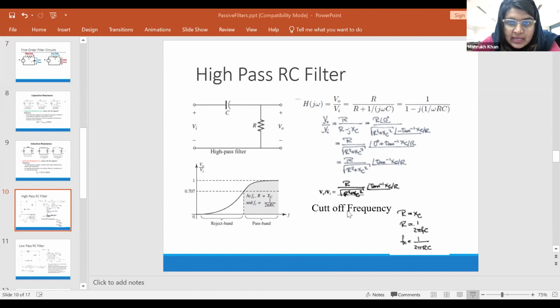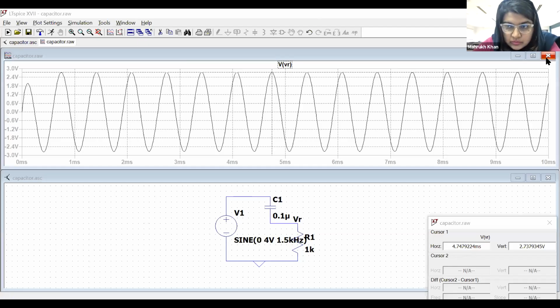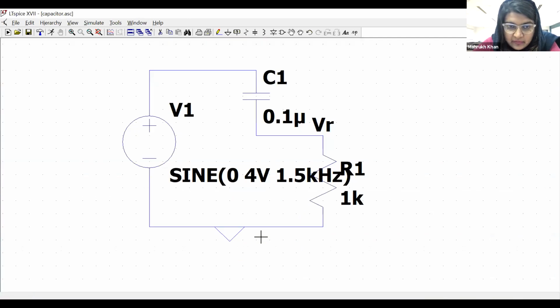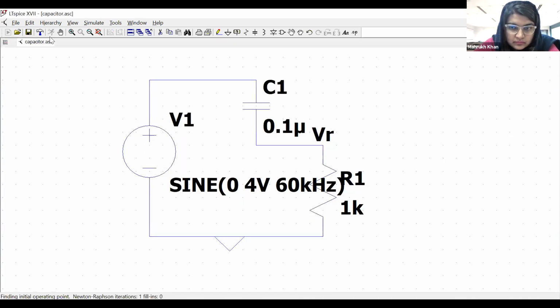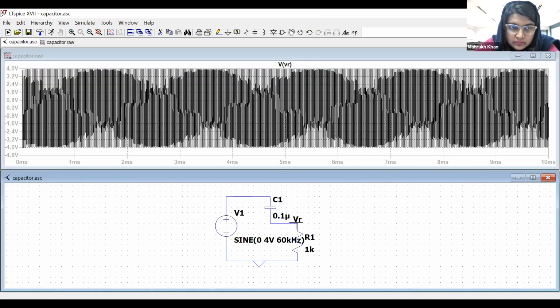Let's try some really high frequency, and we see that the signal should not be attenuated at higher frequency. Okay, so let's see a frequency of, like we have here, 60 kilohertz. Maybe I should do.